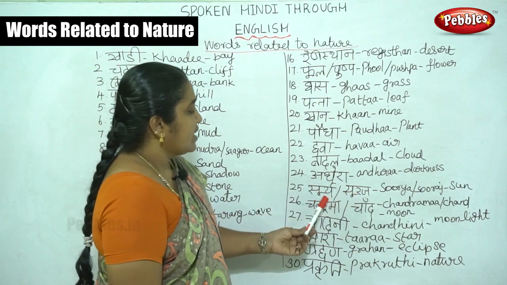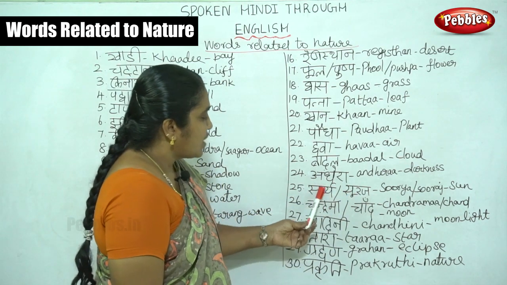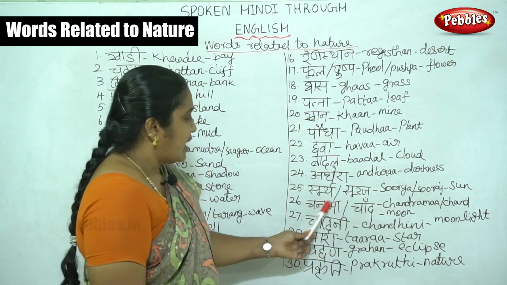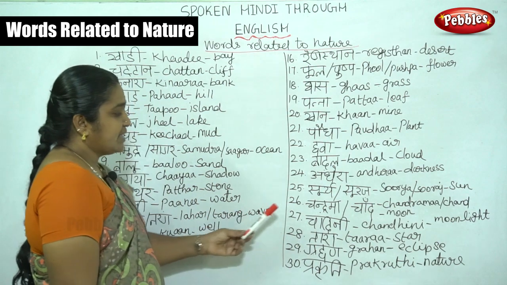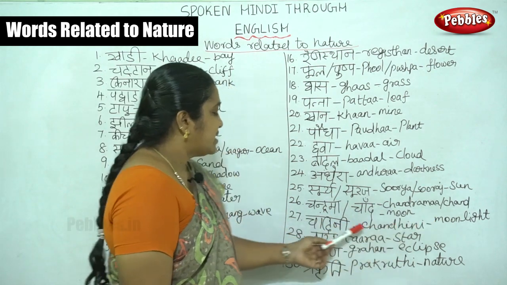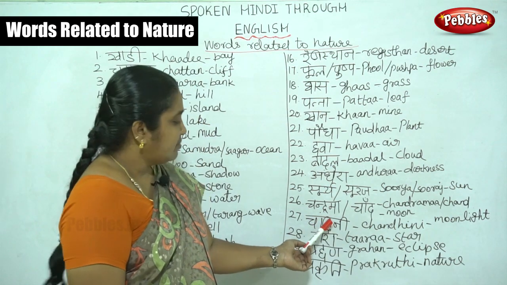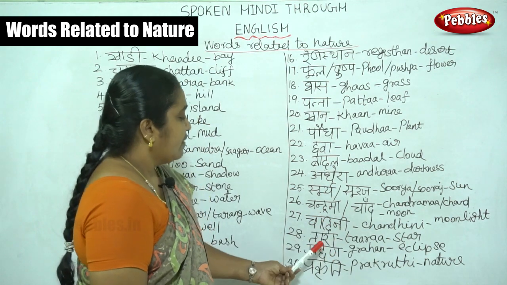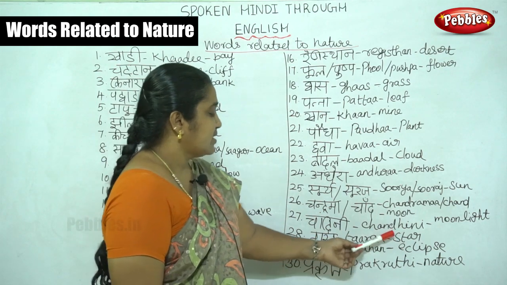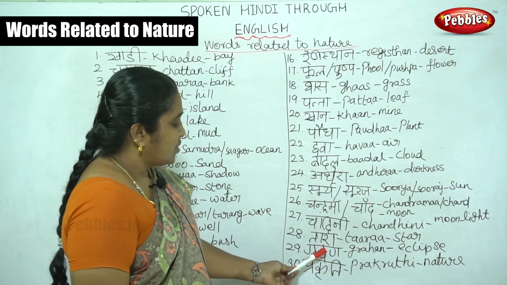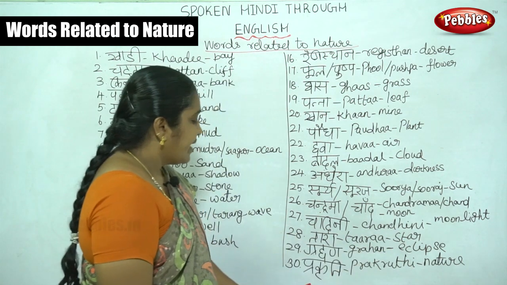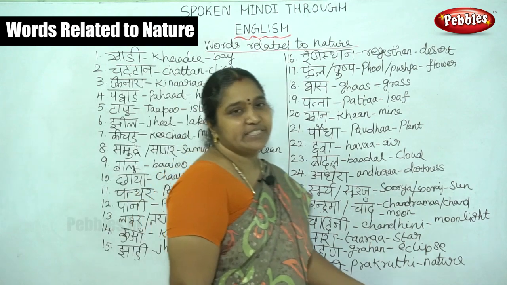Here suraj. Two names for sun, suraj. Then another two names for moon, chandrama, chand. Then here moonlight is chandini. Hum chandni ko dekhte hain. Then tara is star. Then grahan, surya grahan, chandra grahan. Grahan, eclipse. Here prakriti is nature.